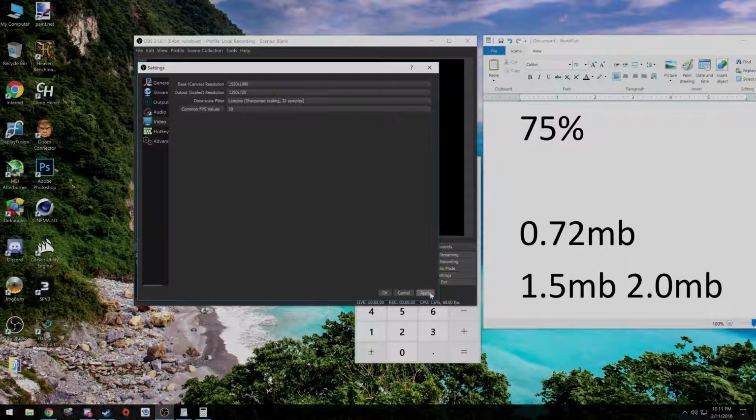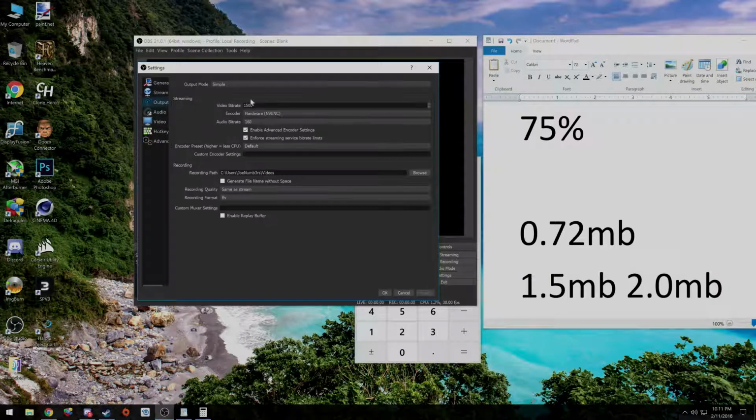I would keep it at 30 frames per second, because if you try to run 60 frames per second at such a low bitrate, the video will pretty much be unwatchable for anybody that wants to watch. So 1500 to 2000, you should be okay.